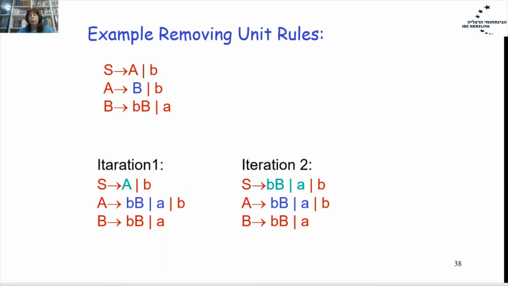Iteration number 2. We will replace the unit rule S derives A. We will take the right hand side of A and add it to S. We will add S derives terminal b variable B or A or B or B once again. But since twice B doesn't give us any additional information, we won't write the same rule twice. So we will have S derives BB or A or B.